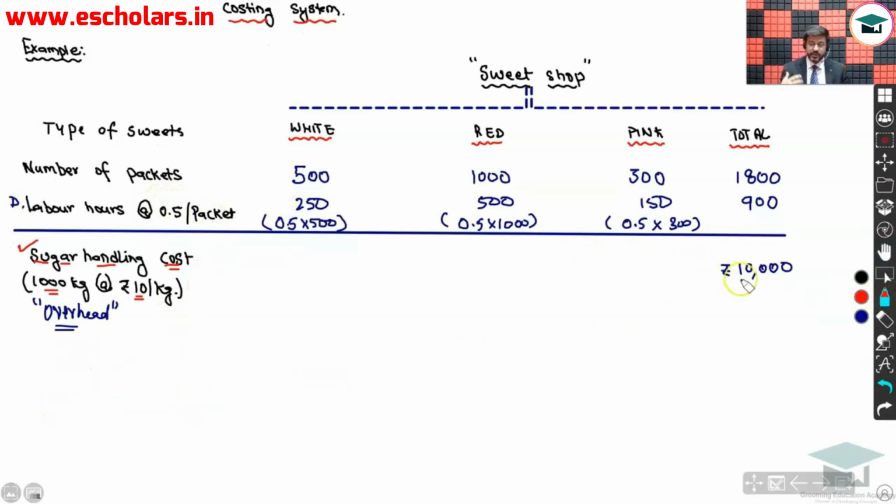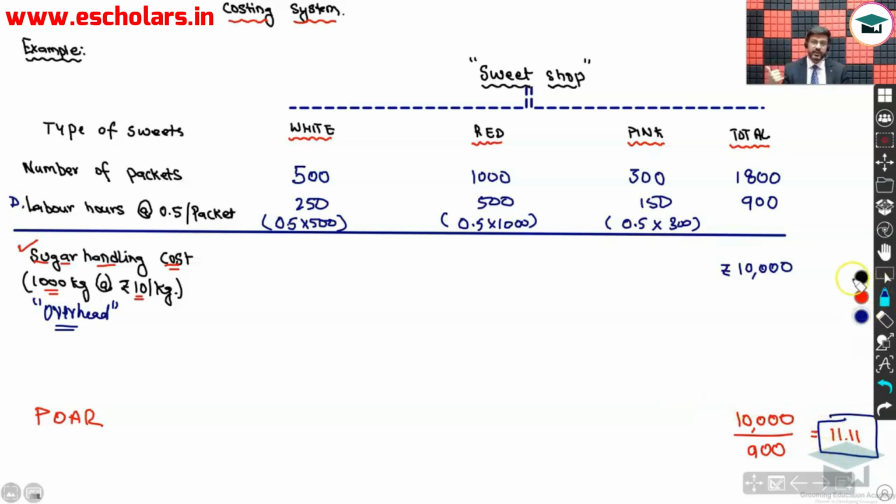So in order to absorb it over different products, what we need to calculate is the predetermined overhead absorption rate. Whenever you are writing this, once the example is over, please write the full forms. So what is going to be my predetermined overhead absorption rate? Sir, it's very simple. The total overheads 10,000 divided by total labor hours, which is 900. Therefore, my overhead absorption rate per labor hour is coming to 11.11. So that means on 1 labor hour I am absorbing 11.11 rupees of overheads.